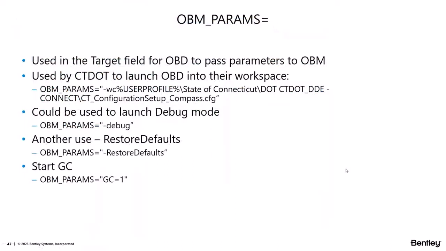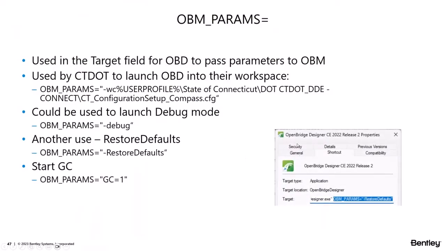All right, for those of you that use OpenBridge Designer, let's say you want to pass a parameter to OpenBridge Modeler at startup. You can do that. You would have to go into the target line here. You maybe right click on the icon and go to properties. And in the target down here, you just put in OBM params equals, and then whatever you want to pass to the modeler when it gets opened from the designer product.